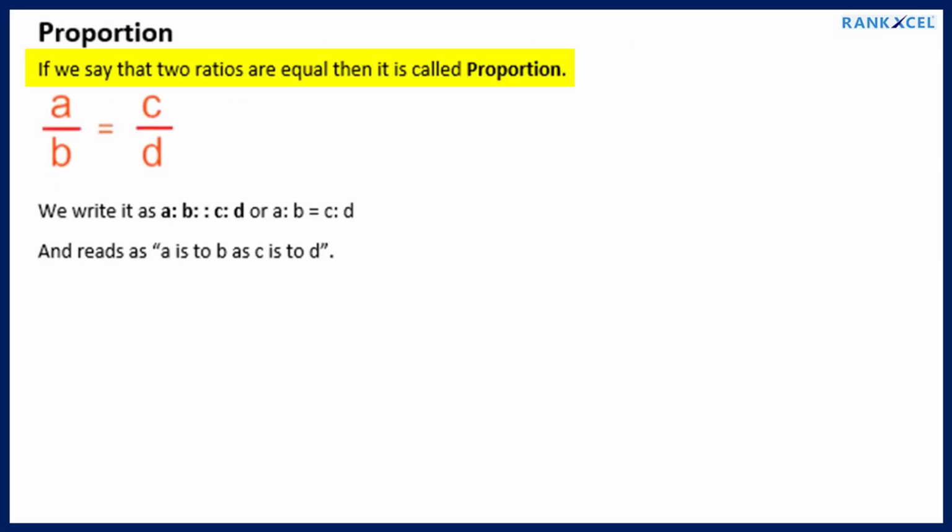Proportion. If we say that two ratios are equal, then it is called proportion. A by B equals C by D. Reads as A is to B as C is to D.